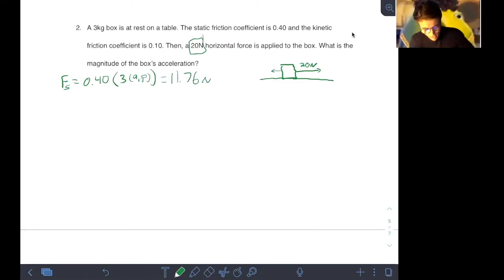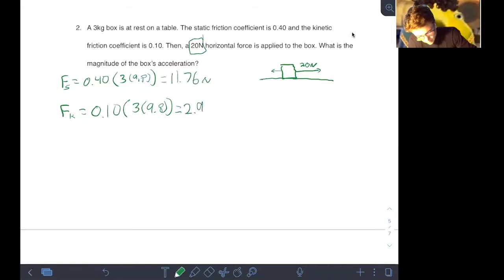Okay. So when we do that, since we know our box is moving, we have to use kinetic friction. So our coefficient is 0.10, right? So let's look at the friction. Kinetic friction, 0.10 times 3 times 9.8, right? And then that gives us 2.94 newtons. Okay, so we know that our force in the opposite direction, our friction force, is that.